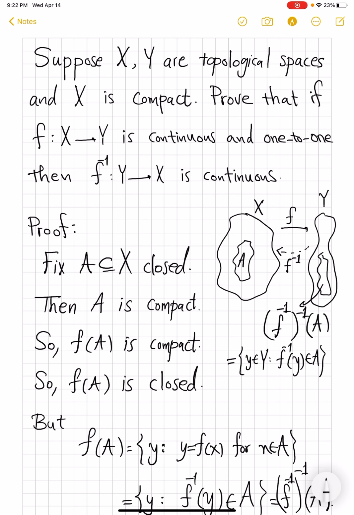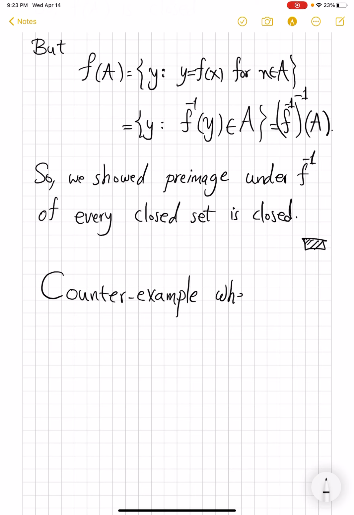But it's kind of so tricky, you don't really see the big picture and why this is happening. And the best way to see the depth of this theorem and also appreciate its usefulness is to come up with a counterexample. So we want to see a counterexample when X is not compact.